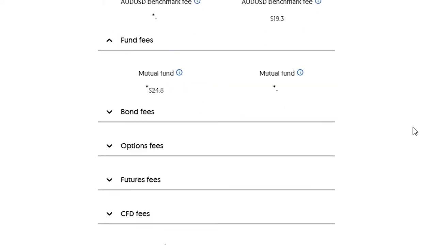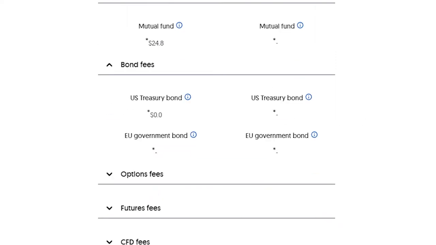Funds, we can see Charles Schwab does offer funds. Once again, a little bit on the higher side. Now, bonds, Charles Schwab does offer this. They are completely free. But they only cover the US, whereas Trading 212 does not offer bonds anywhere.